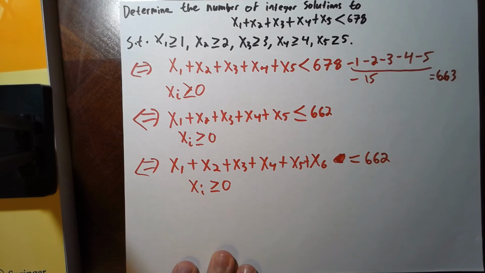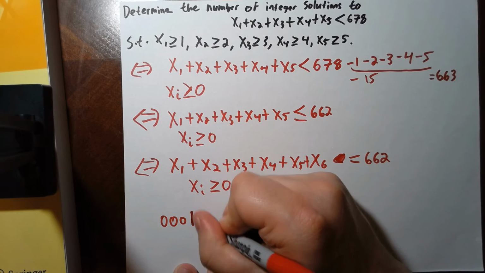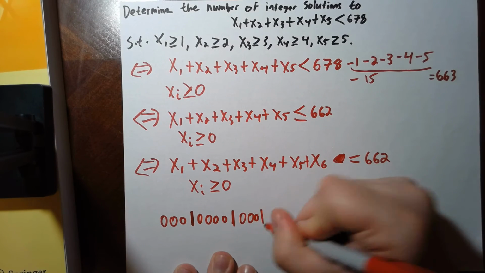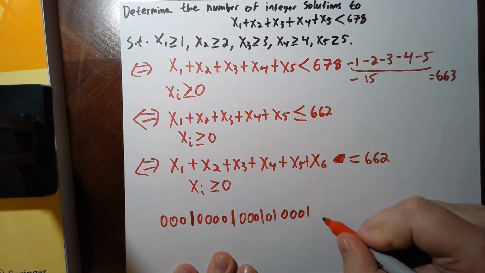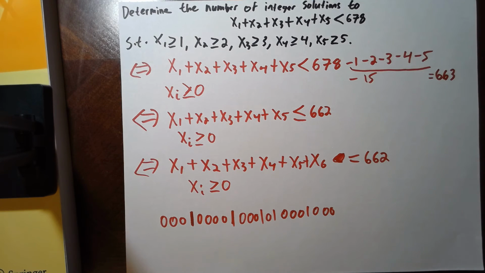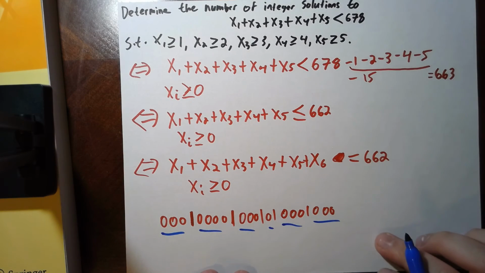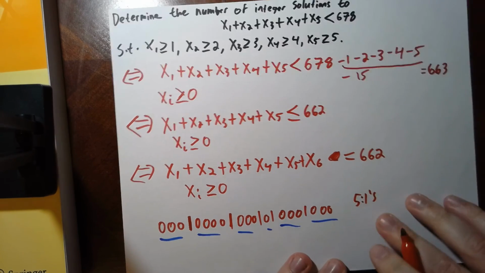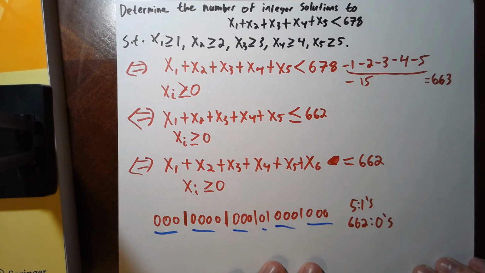So you can think of them as you have some balls, and you separate them: 1, 2, 3, 4, 5, 6. The idea is each one of these is kind of a basket, right? So this is like a basket, a basket, a basket, a basket, a basket, a basket, and we have 6 baskets. And we have to have balls. How many balls? Here we're going to have 5 ones, and zeros represent the balls. How many balls do we have? We have 662 zeros.